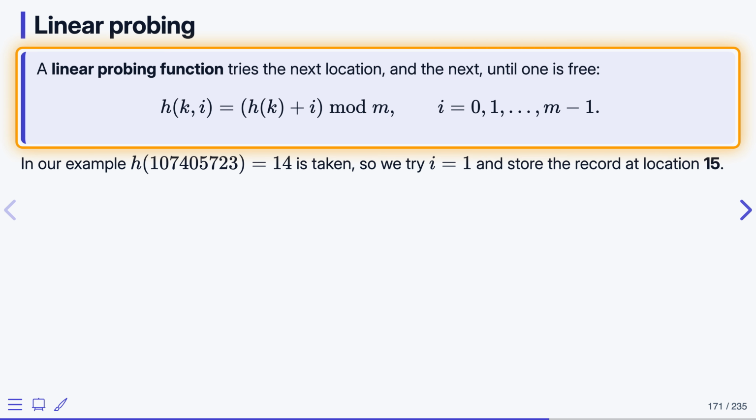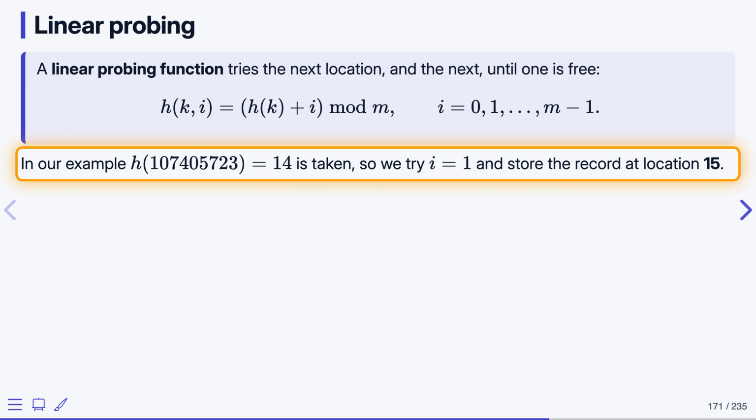This is the simplest rule, called linear probing. We compute h of k plus i, all mod m, trying i equal to 0 first, then 1, then 2, and so on, until we find a free spot. The mod m at the end makes the search wrap around the end of the table back to the start.